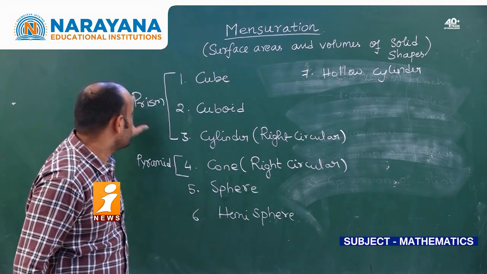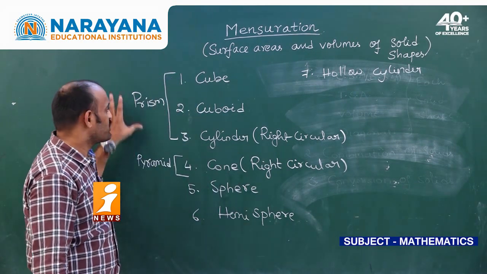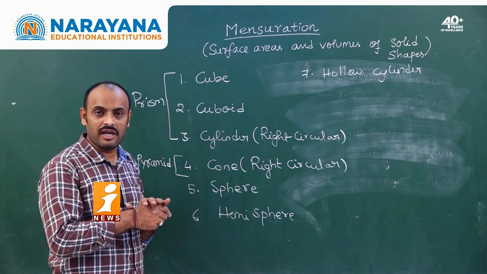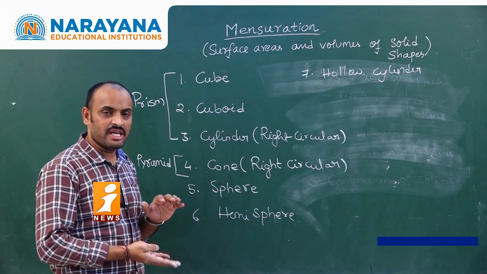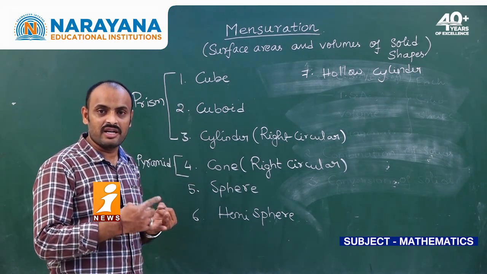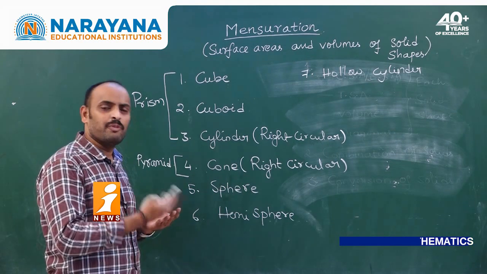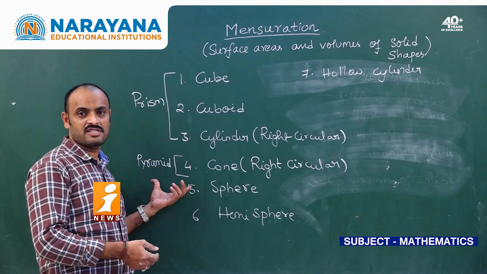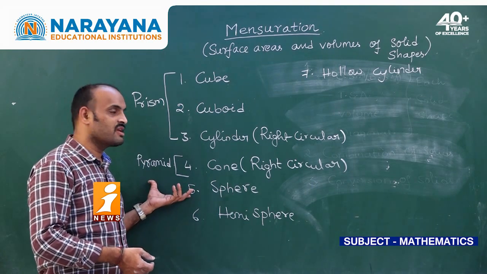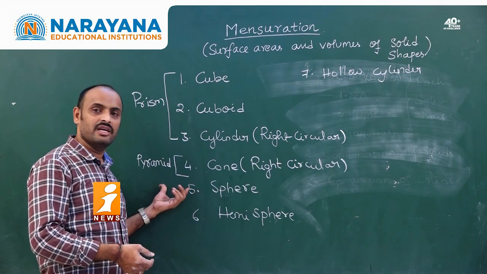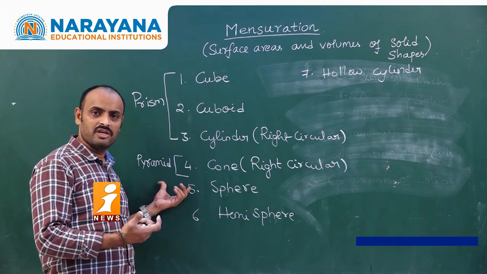So what is a prism and what is a pyramid? A prism is one whose side faces are parallelograms and both base and top are the same. It can be a circle, a triangle, or any polygon. A pyramid is one whose side faces are triangles and the base can be any figure. It can be a triangle, a rectangle, a square, or a circle.